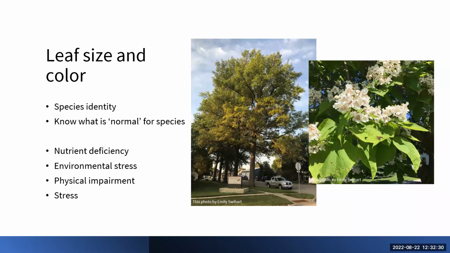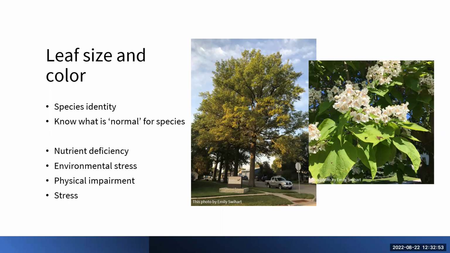Again, going back, we're looking at the canopy and the leaves and letting them tell us maybe what is happening with the overall health and wellness of that tree. Species identity is really important. On the left here, we have a pin oak. On the right, we have a catalpa. Both look like they have that chartreuse kind of color of leaf material.